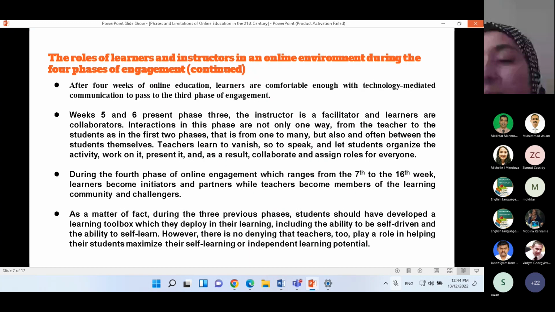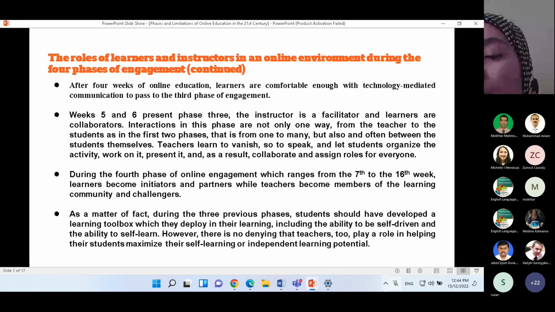Next slide, please. After 4 weeks of online education, learners are supposed to be comfortable enough with technology-mediated communication to pass to the third phase of engagement, which is composed of weeks 5 and 6. Here, the instructor is a facilitator and learners are collaborators. Interactions in this phase are not only one way from the teacher to the students as in the first 2 phases, that is from one to many, but also and often between the students themselves. So teachers learn to vanish, so to speak, and let students organize the activity, work on it, and as a result, collaborate and assign roles for everyone.